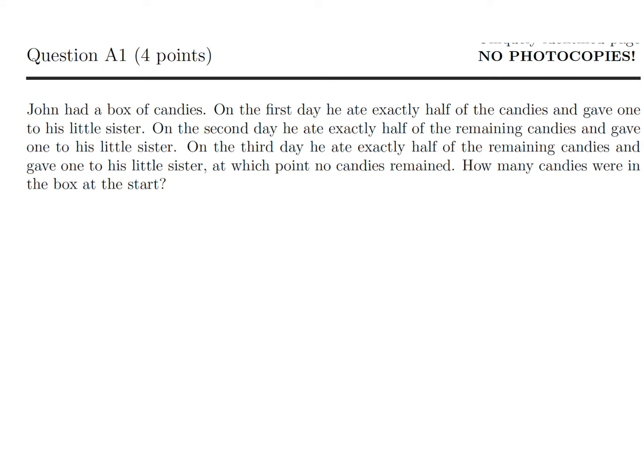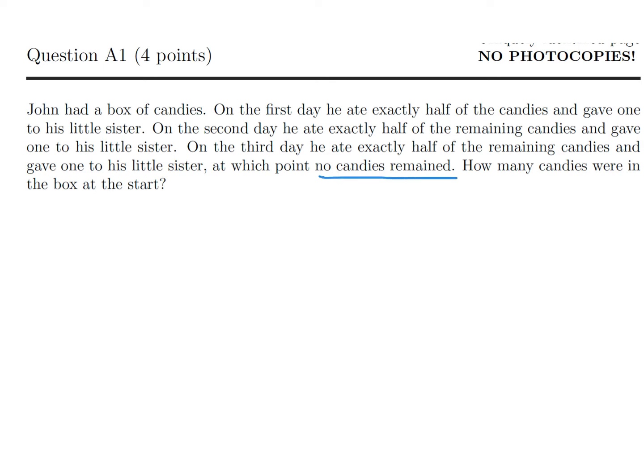Question 1. John has a box of candies. On the first day, he ate exactly half and gave one to his little sister. On the second day, he ate exactly half again, and then gave one to his little sister. On the third day, he ate exactly half and gave one to his little sister, at which point he had no candies remaining. How many candies were in the box at the start?